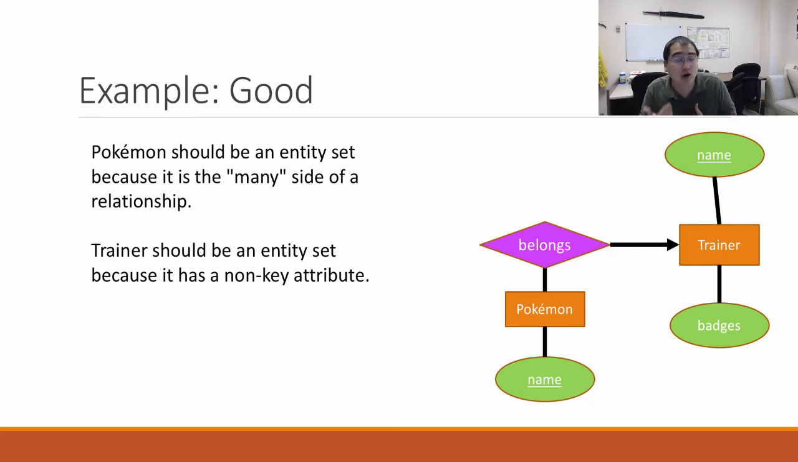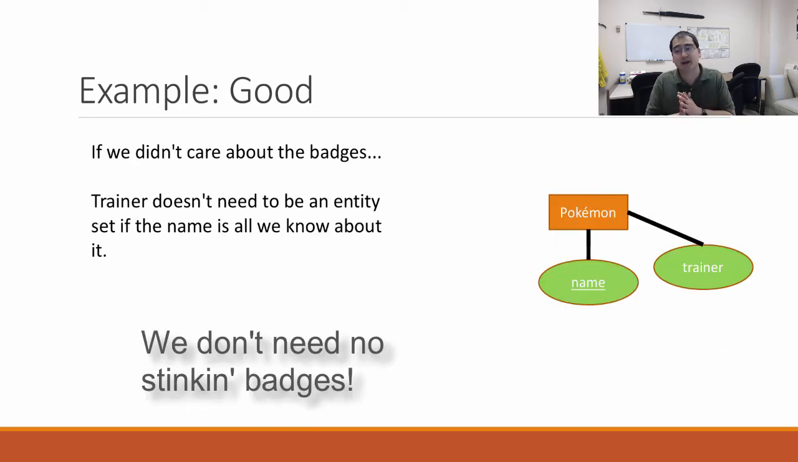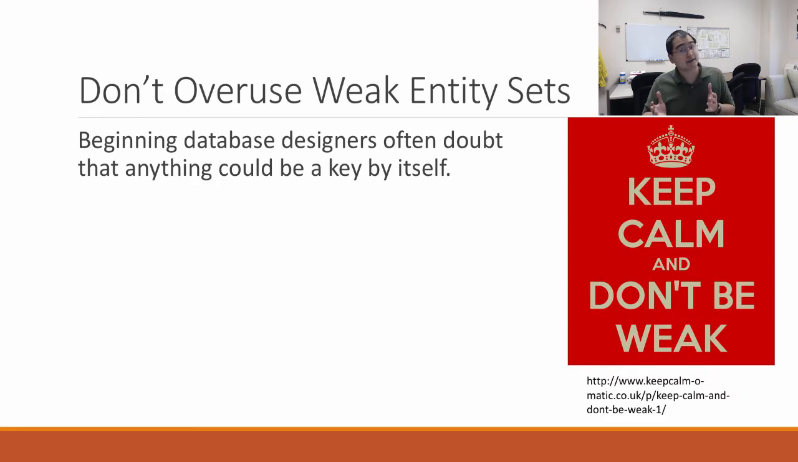And now trainers should also be an entity set because it has a non-key attribute. For instance here, the badges that that trainer has won. Alright, so let's pretend we didn't care about the badges. Let's pretend that all we care about is the trainer's name itself. If we don't need to keep track of that badge information, trainer doesn't need to be an entity set. So we can just make it an attribute on Pokemon. Each Pokemon has a name, and it also has a trainer. And the name is still the key here, but the trainer name is the name of the trainer that Pokemon belongs to.